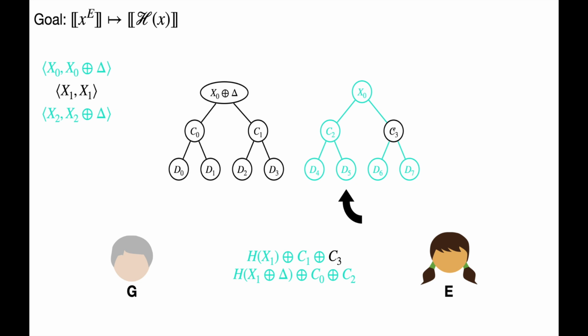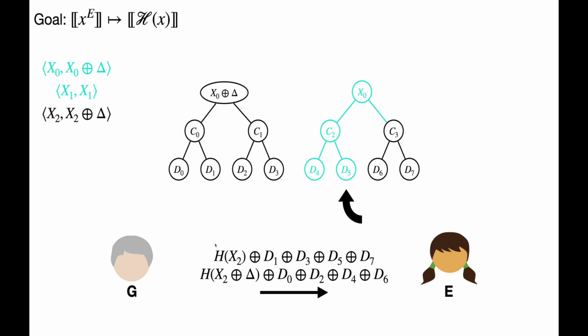She now applies the PRG to c3 in order to recover d6 and d7. We're almost done, except that the evaluator does not yet hold d4. To convey this last value, G sends 2 more strings. Again, he sends an encryption of all odd elements and of all even elements. This time, E can decrypt the sum of the even elements, subtract off all of the even elements she already knows, and recover d4.